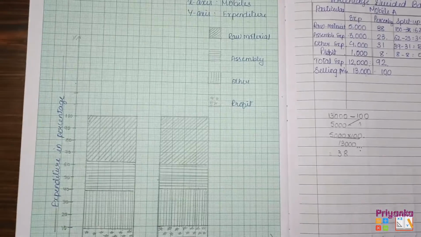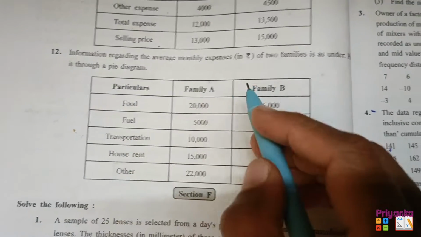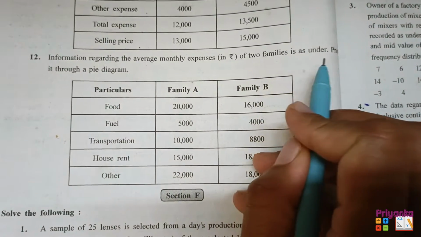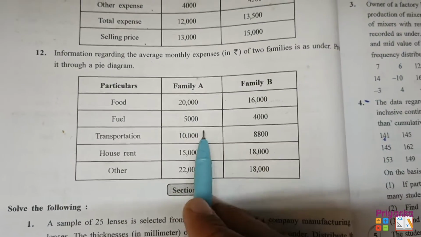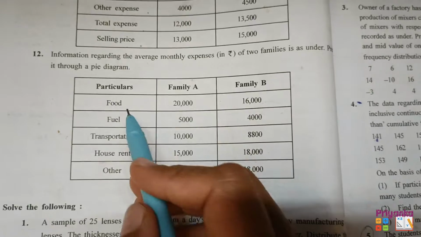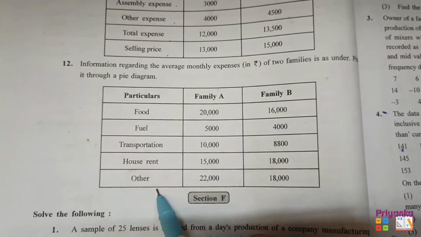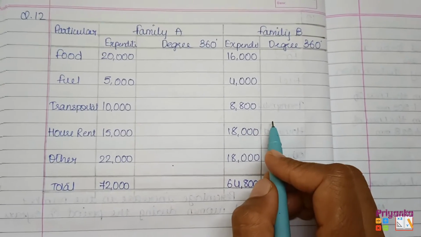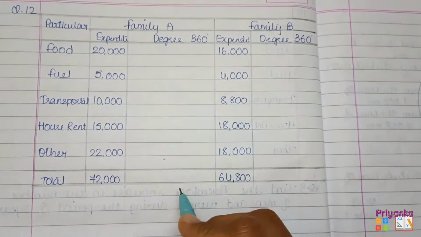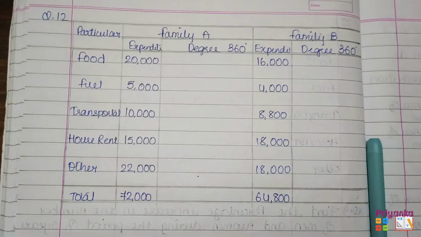Moving to the next question. Information regarding the average monthly expense of two families is as under. Prepare a pie diagram. Here the family A and family B are given. All the particular information is given. Here I took all into the table. As in the pie diagram, we'll calculate in 360 degree.